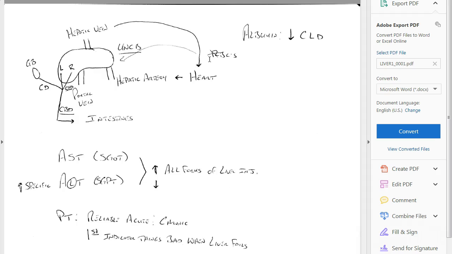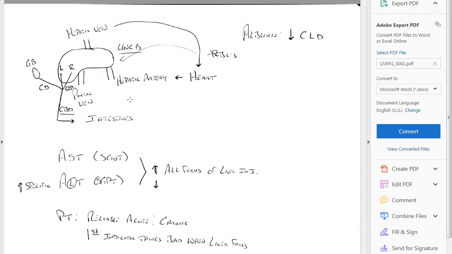And that would be your AST, also sometimes referred to as an SGOT, but most of the time you'll see it as AST. So AST has the least amount of specificity of all of the liver enzymes. Okay? Least amount of specificity with the AST. Now, the AST and ALT are enzymes that are within hepatocytes. Hepatocytes are cells within the liver. Okay? They all hang out here in this bad boy.